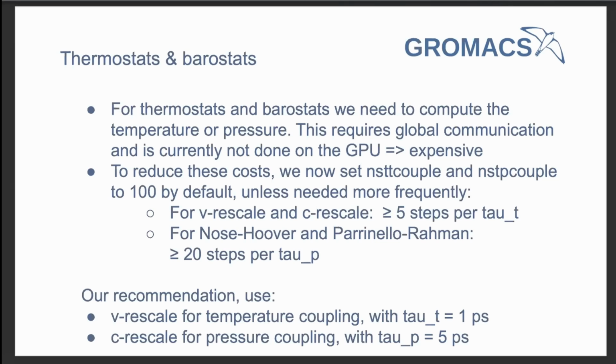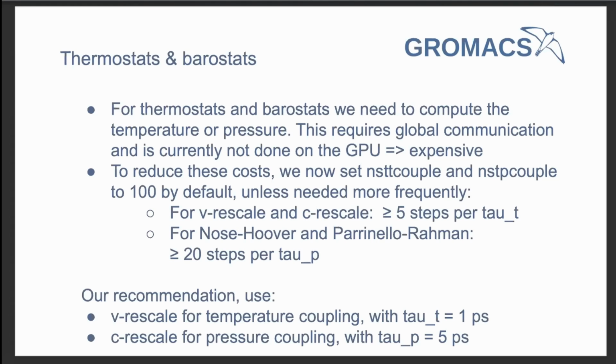They were often by default something like 10 steps or so, which would still cost significant overhead, not only in terms of communication, but also because when using a GPU, this means a lot of work needs to be done on the CPU with those steps. So now we set it to 100, which means that the overhead gets small, unless we require at least 5 steps per coupling time tau for first order coupling, like V-rescale and C-rescale, and 20 steps per oscillation for Nose-Hoover and Parrinello-Rahman. So this improves performance, and it also makes some things simpler in terms of choosing NST parameters.